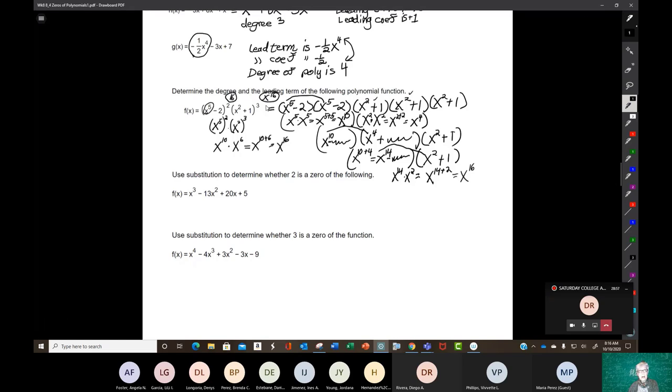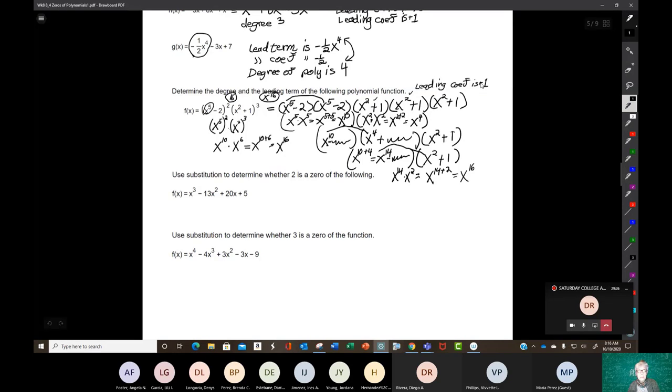And it doesn't ask about the leading coefficient, but what would it be if you don't see a number there? It would be 1. So we'll just add that in, the leading coefficient is positive 1.